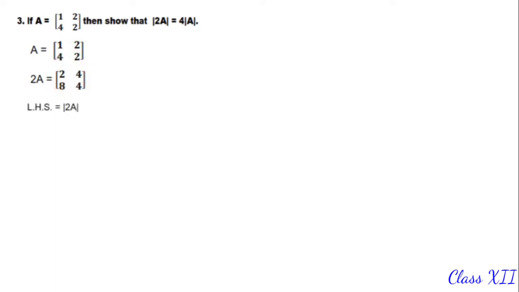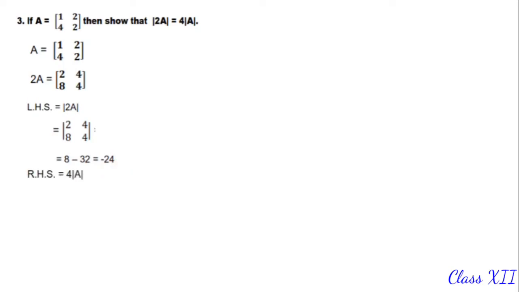Then determinant of 2A we have to calculate, that is our LHS part. Matrix 2A is here, then we calculate the determinant, that is 2, 4, 8, 4. It is a 2 by 2 determinant, easy to calculate. 2 into 4 that is 8 minus 8 into 4 that is 32. So 8 minus 32 is minus 24 is the answer. That is the left hand side.